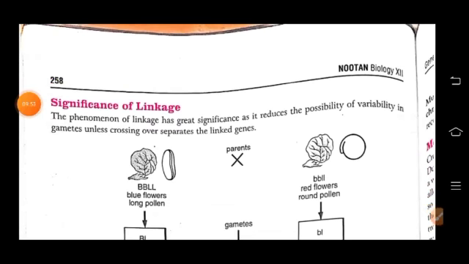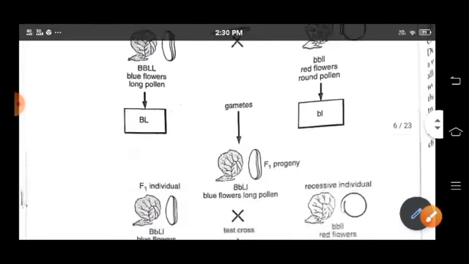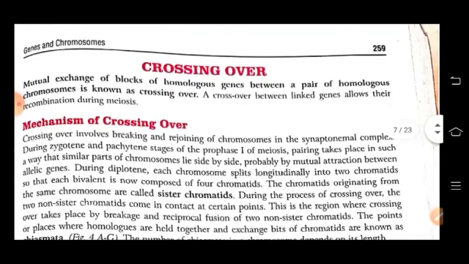Now the significance of linkage. The phenomenon has great significance in reducing the possibility of variability in gametes unless crossing over separates the linked genes. Crossing over we will learn in our next class.